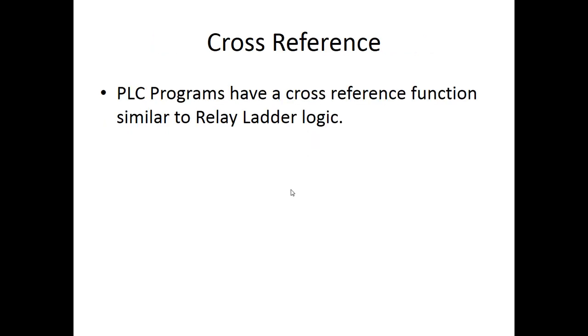PLC programs have a cross-reference function similar to relay ladder logic. So the lab will show you how to create a cross-reference, because some programs are very big. If you have hundreds of lines and you have a coil and some contacts, multiple contacts throughout a couple-hundred-line program, you want to know how they're related. So the cross-reference, similar to hardwired ladder logic, will tell you where the closed and open contacts are.